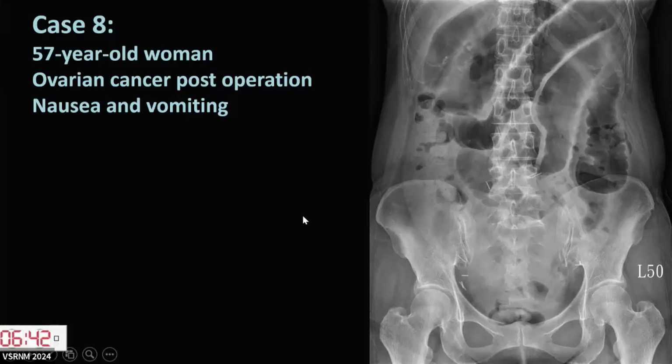Okay, here is the last case. We have a 57-year-old woman. She had ovarian cancer and received an operation 2 years ago. Now she presented with nausea and vomiting. On this plain film, this radiograph, we see very dilated small intestinal loops, so small bowel obstruction is suggested.